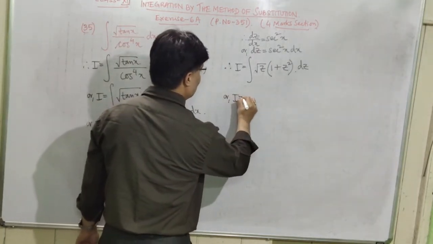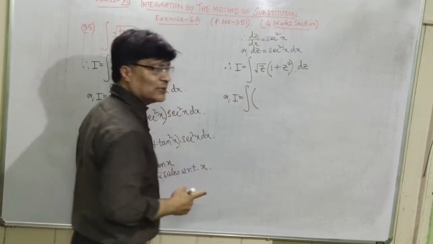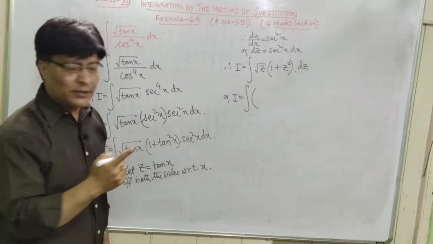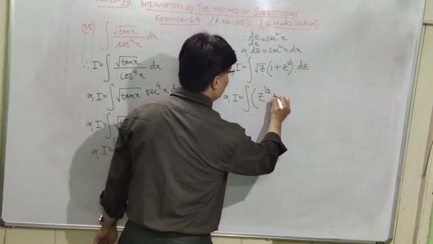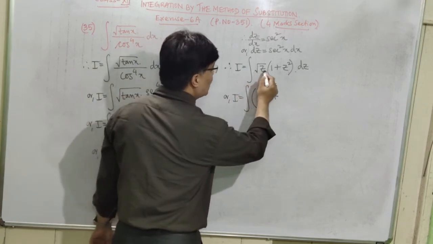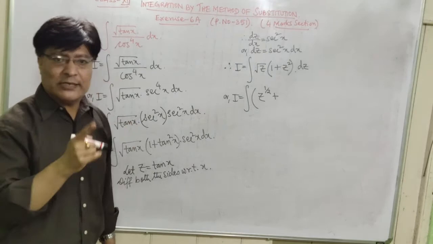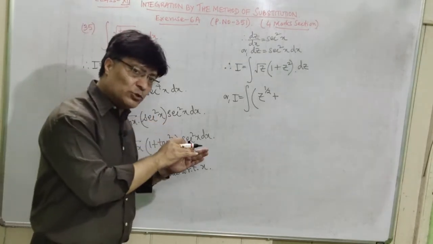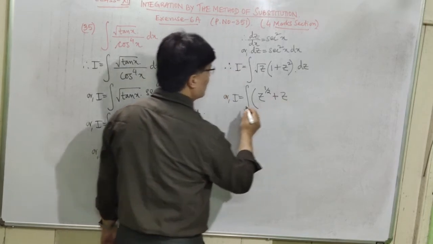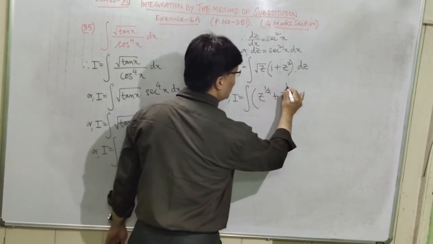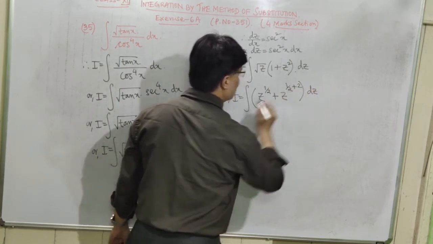Or I is equal to integration of within bracket, what is root over z? It is z to the power half into 1. That is z to the power half plus, what is root over z into z square? Root over z means z to the power half into z square. If you multiply these two, z powers will be added. So this will be z to the power half plus 2. Bracket close, then you can write dz.